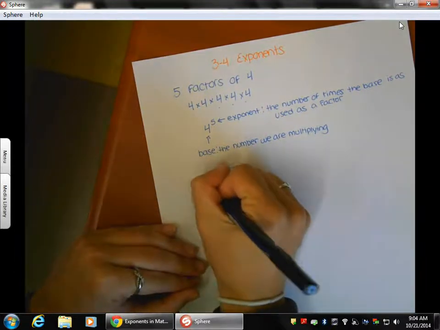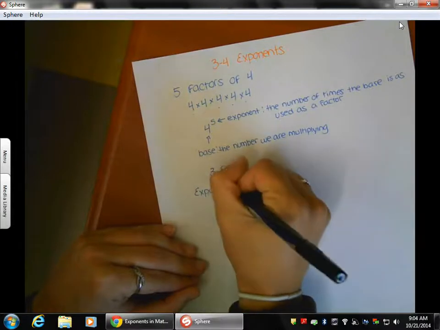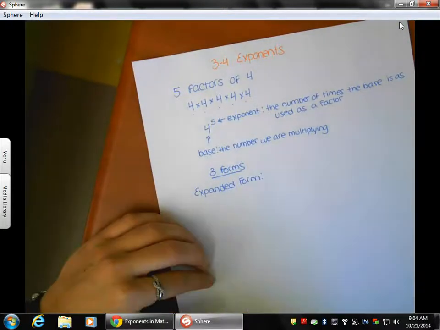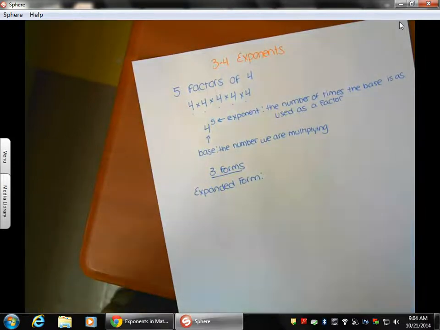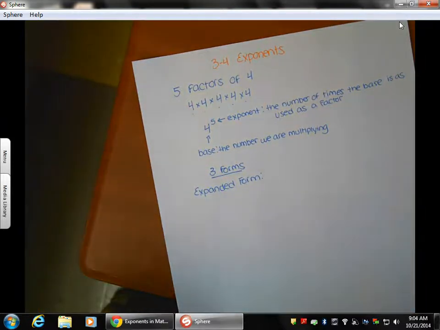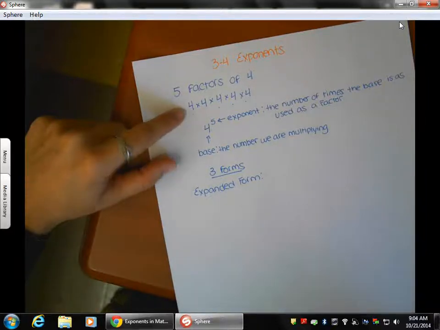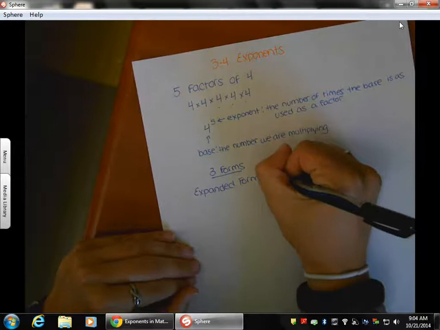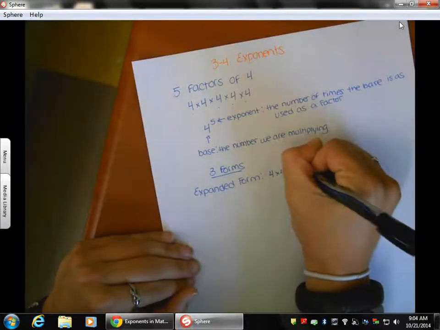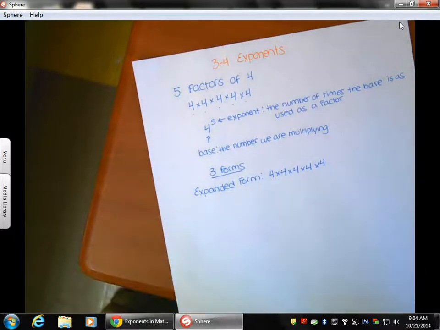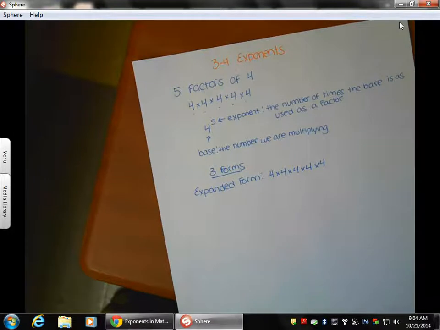So let's still deal with our 5 factors of 4. Remember, with addition, our expanded form is when we stretched everything out and we had a long number sentence. So our expanded form with exponents would be this one right up here, writing everything out. 4 times 4 times 4 times 4 times 4. And there may be times when a problem might ask you to write something in expanded form, just like we did with addition. So that is our expanded form. Think of it as stretching it out.